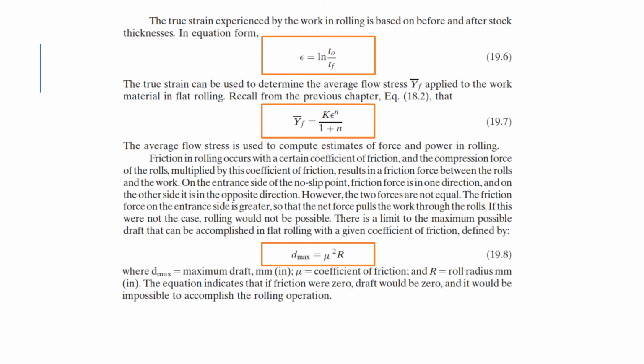The draft is the maximum thickness reduction that can be done in one pass. We can calculate it using d max equals the coefficient of friction squared times the roller radius. So it is very dependent on the coefficient of friction and also the roll radius.